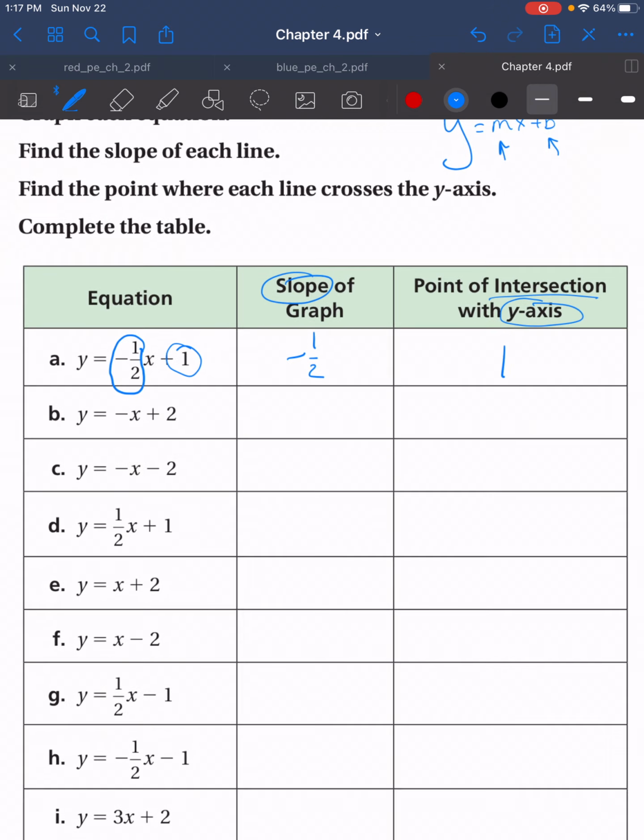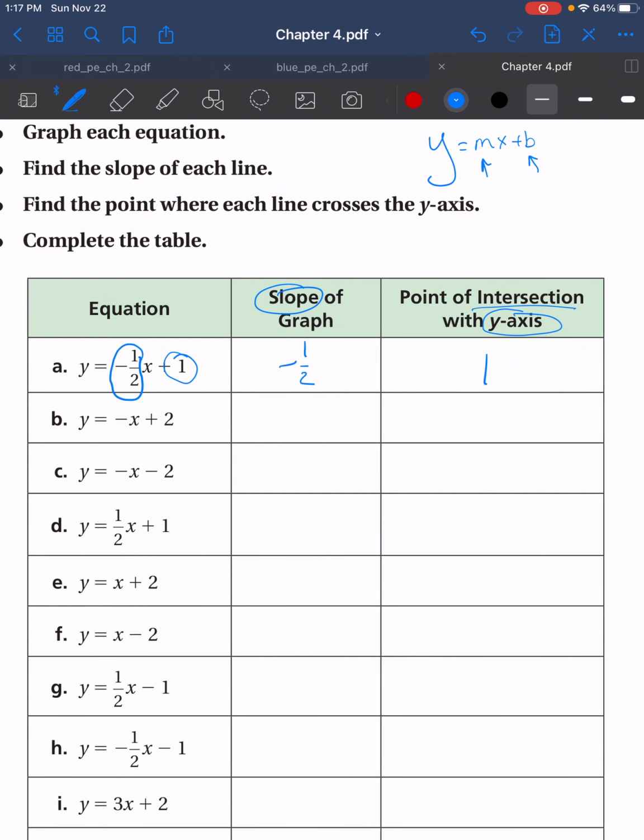Number 2, or B. The slope is, there's no number, right? If there is no number, there's always a 1. What is negative 1 as a fraction? Negative 1/1. Not both of them will be negative, okay? And then the point of intersection of the y-axis is 2.